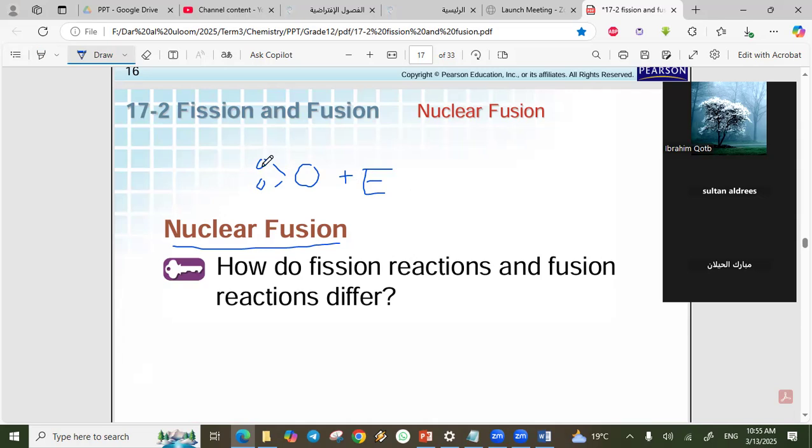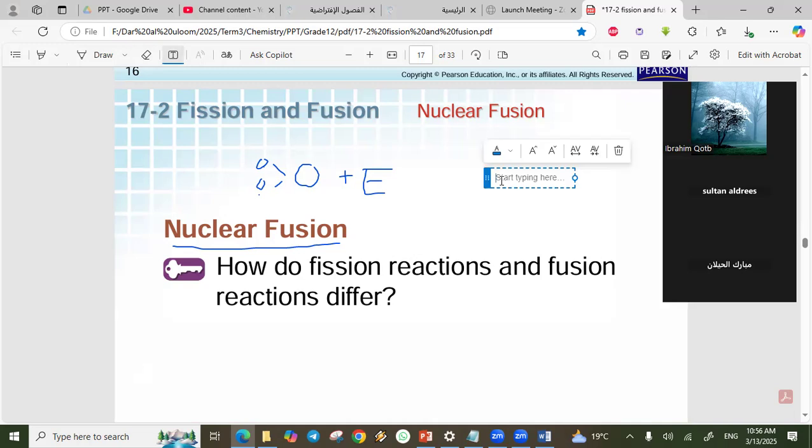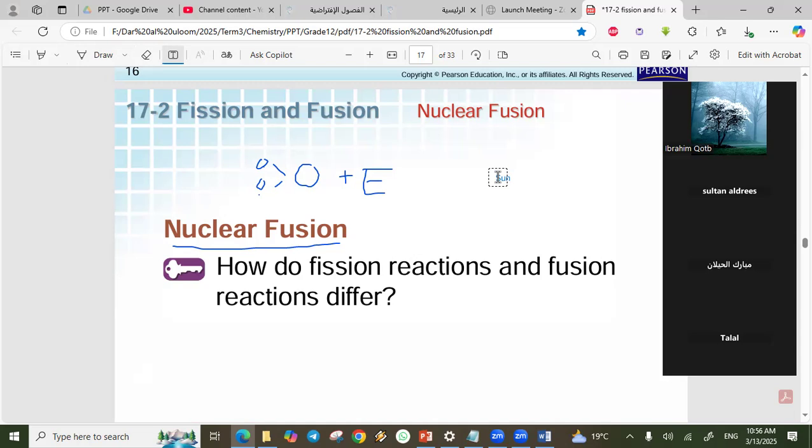The problem here is this process needs a very high amount of heat, and we cannot provide this heat on Earth. So this can happen, as I told you before, on the sun, because the sun is very hot and it can produce this very high amount of heat that can start the nuclear fusion.